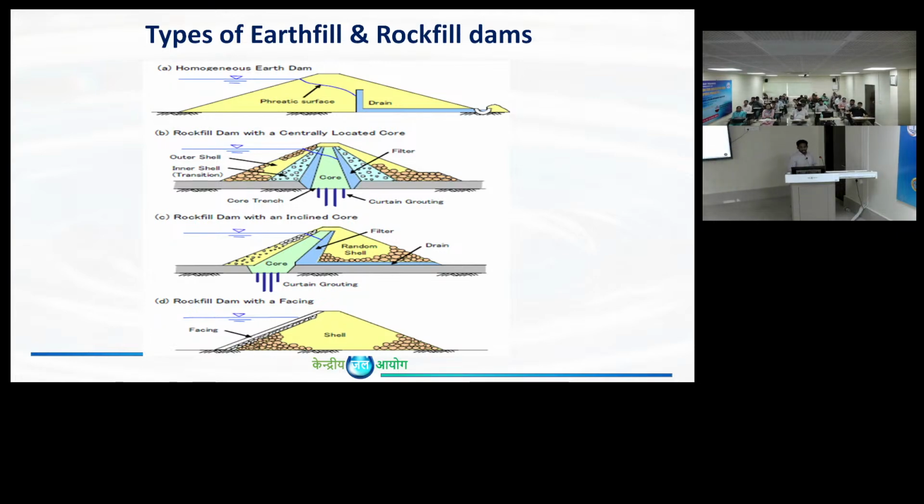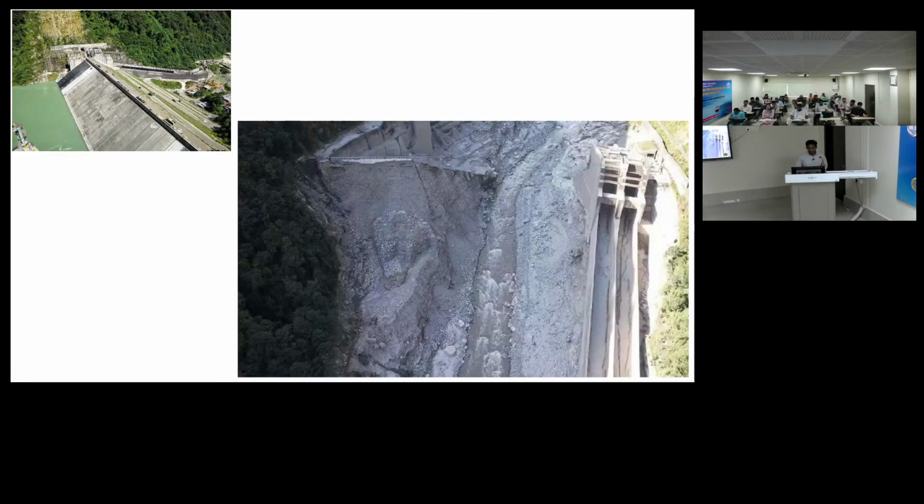This is still a very good option, but like I told, if you cannot get core in some areas, core means clay material. These are all low permeability materials, right? So if there is a shortage of clay material, you can go for the CFRD. The Tista 3, like you can see here, this was a rockfill dam only, but at the start it has concrete panels.